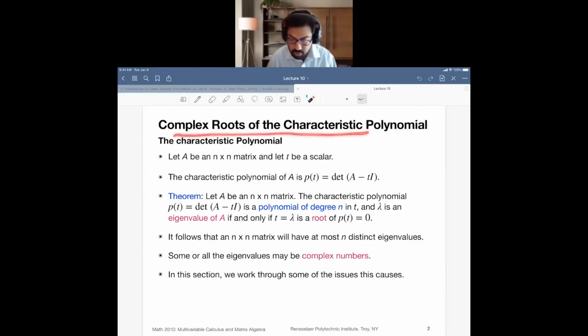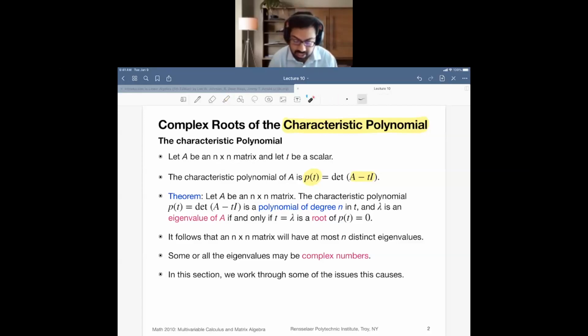So, complex roots of the characteristic polynomial. The characteristic polynomial for a given matrix A was set up by first evaluating A minus tI, where t is your scalar and I is your identity matrix with the same size as A, and you find the determinant of that. That would give you your characteristic polynomial in t or lambda, whichever one you want to use.